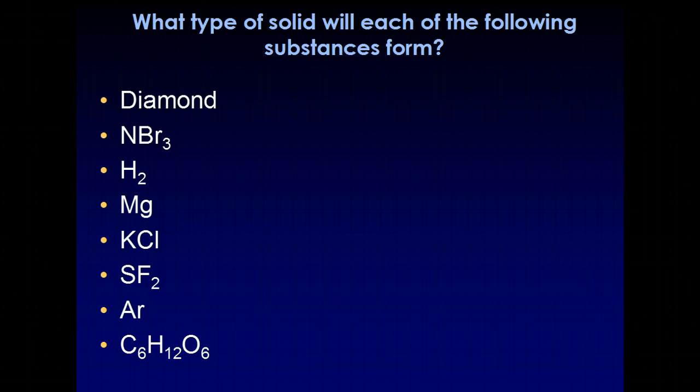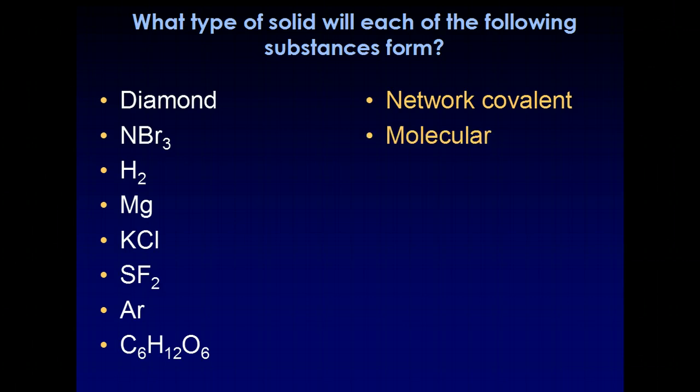So what I want you to take a look at with these 8 solids is to identify where these would be classified. So diamond is one of those special network covalent solids. NBr3 is a polar molecule made of nonmetals, and so that one will be a molecular solid. Hydrogen, H2, is also a molecule. It's not a molecule in the sense that it's different atoms connected together. It is a nonpolar molecule, but it is 2 atoms connected together covalently. So that one will be molecular.